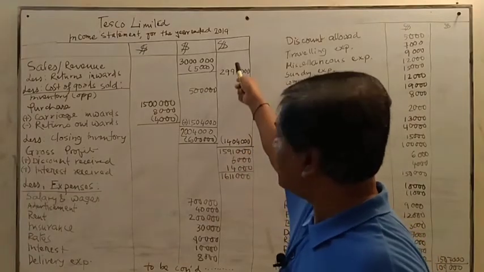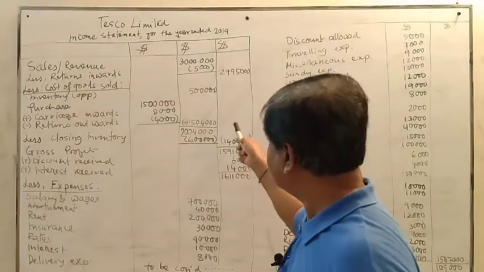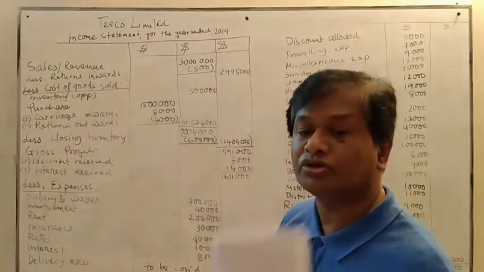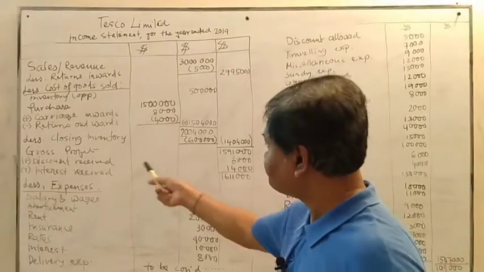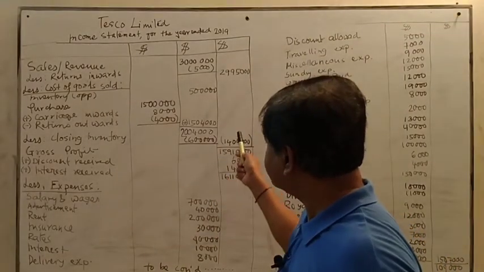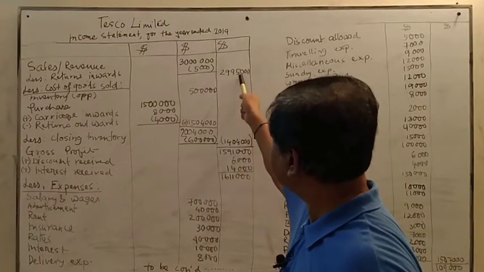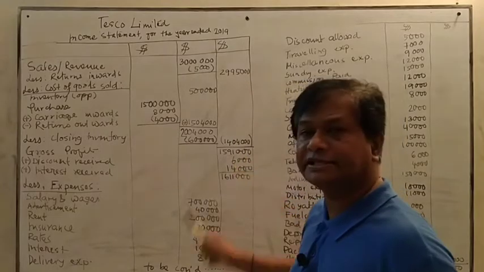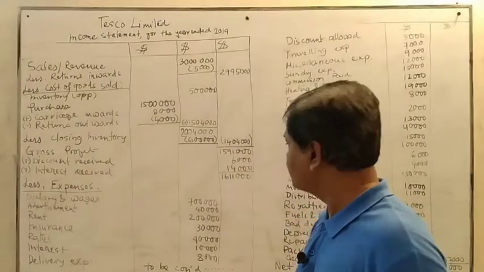This is to be written under the sales, and this figure is to be subtracted from the sales. The figure you get is called the gross profit. Here it is. This is the gross profit. Subtracting the cost of goods sold from the sales, we get the gross profit. Gross profit is 15 lakhs and $91,000.